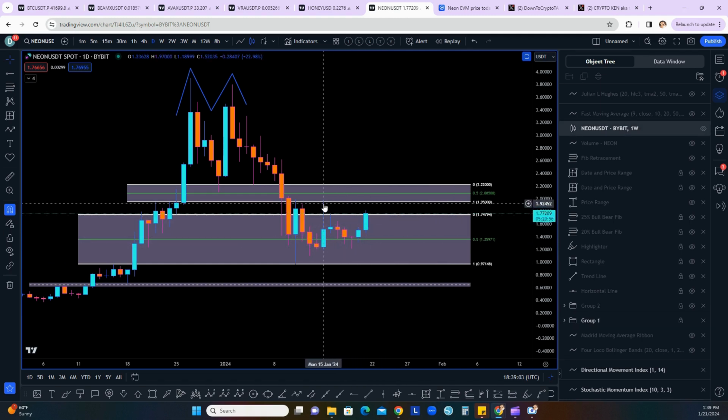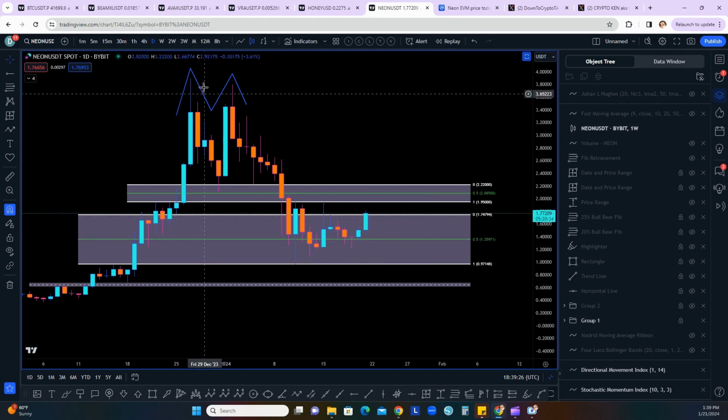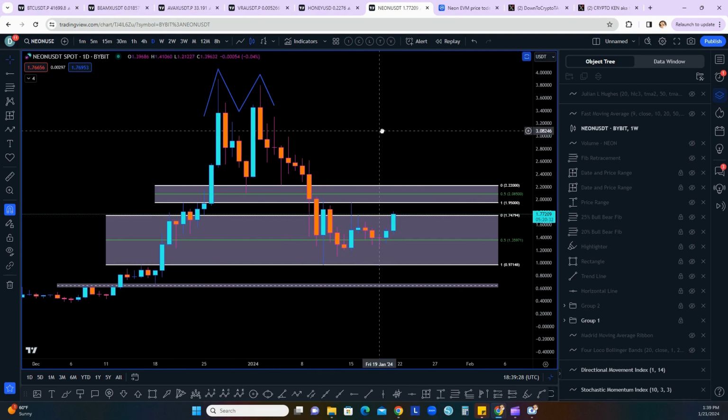You see you got that one rejection off of this other weekly fair value gap right in here. Typically, what I look at is, when you start getting closes beyond the midrange of a fair value gap, you go lower. It didn't happen this time because prices were pretty exhausted on the daily chart.